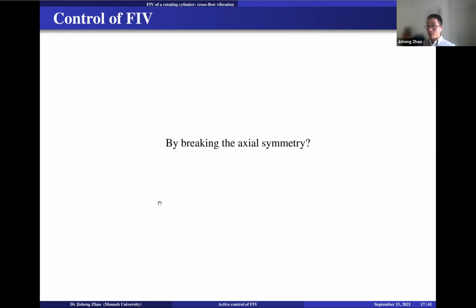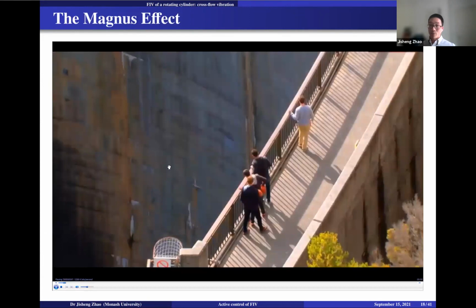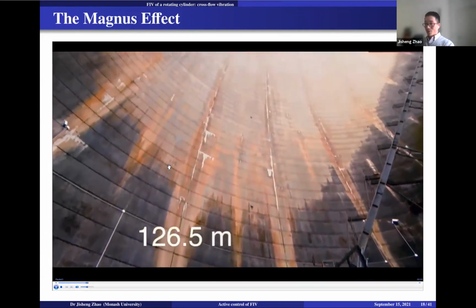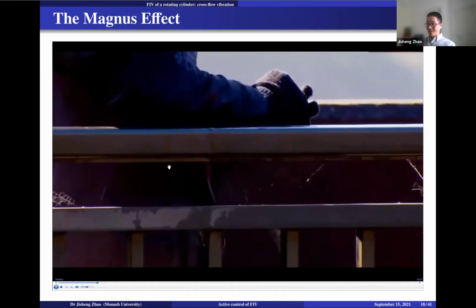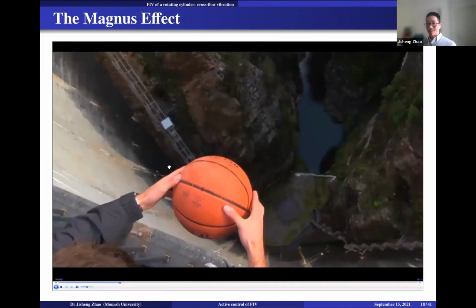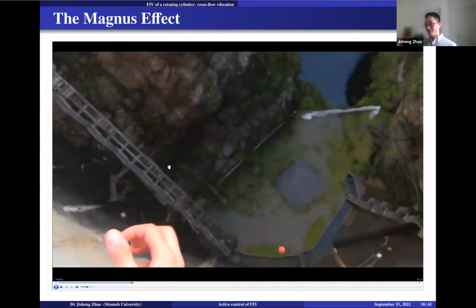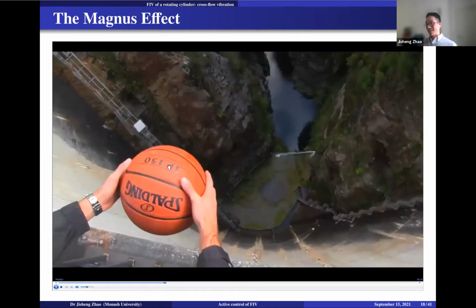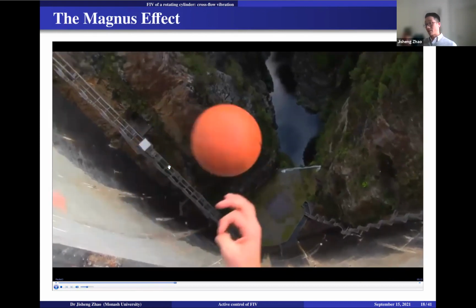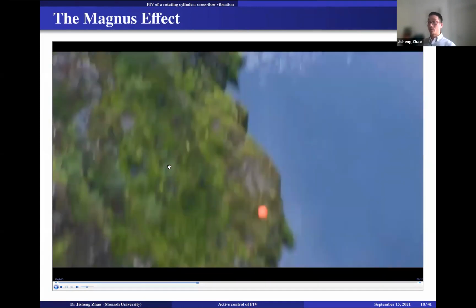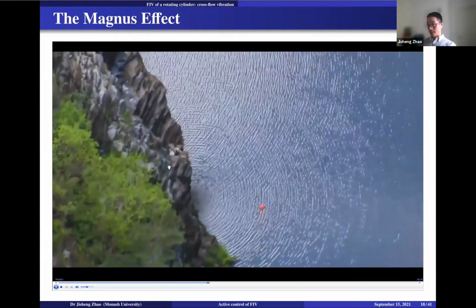Before I talk about that, I will show you what we call the Magnus Effect. There's a video. I'm not sure you have watched it before, but I think it's quite interesting. Basically, these people drop a basketball from a high platform, straight. You can see when it was dropped straight, it just falls straight down. But when you spin the ball, the ball can fly, right? This is due to the well-known Magnus Effect.